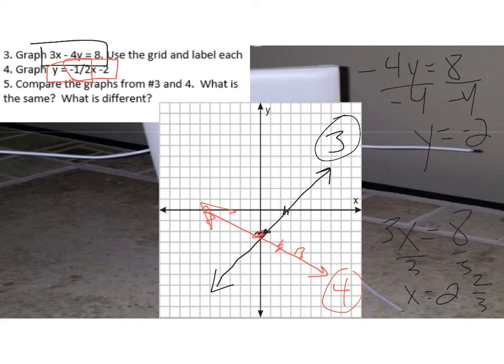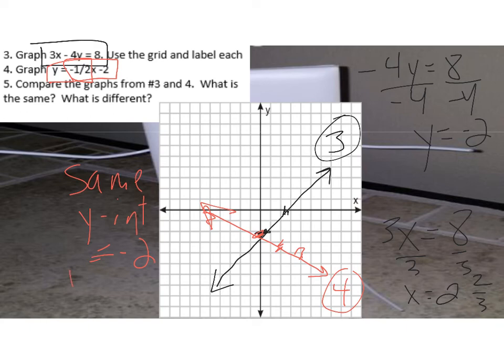Okay, so number 5 says, compare the graphs of 3 and 4. What's the same? What's different? So what do you guys think? What's the same about these equations? I think what's the same is that they both cross in the same spot. The same is the y-intercept. They both have a y-intercept of -2.